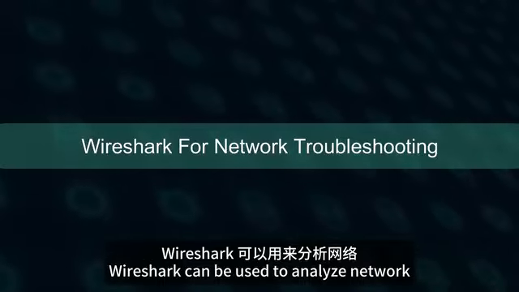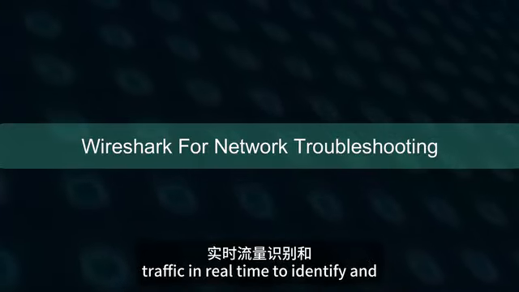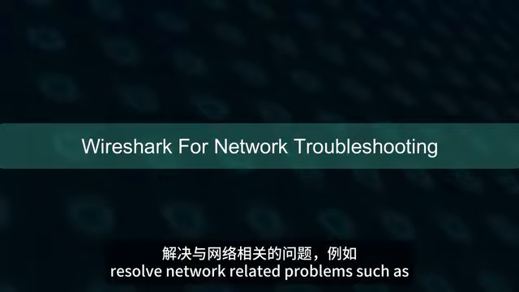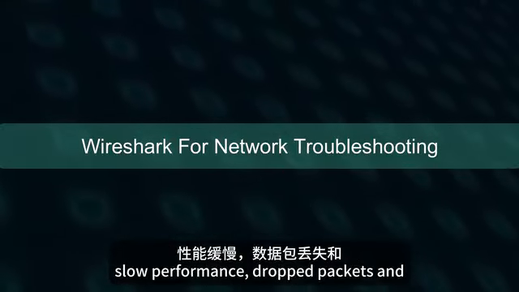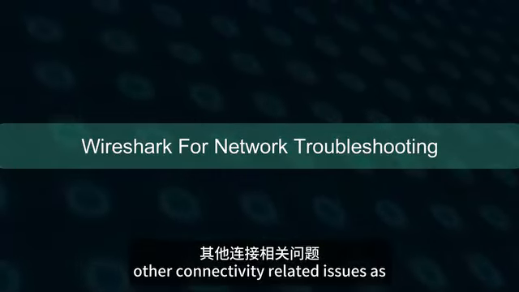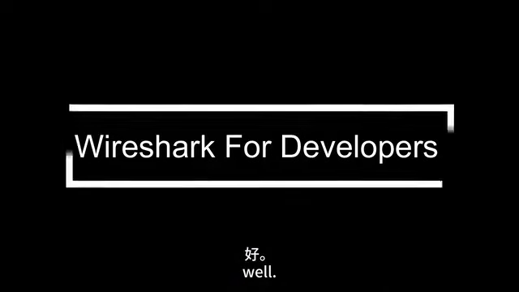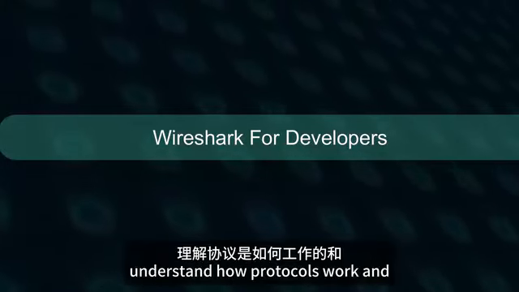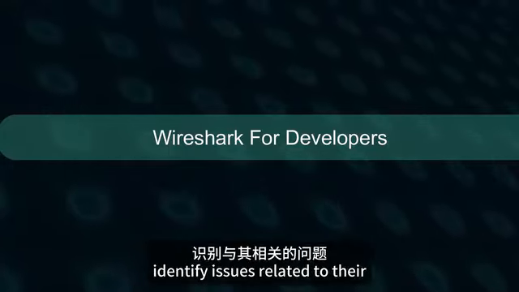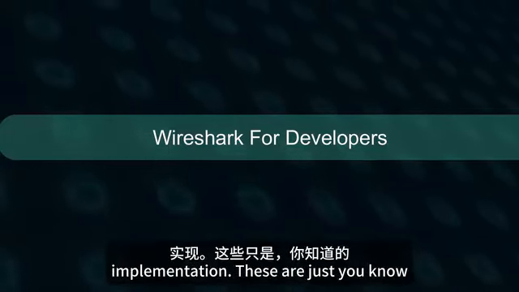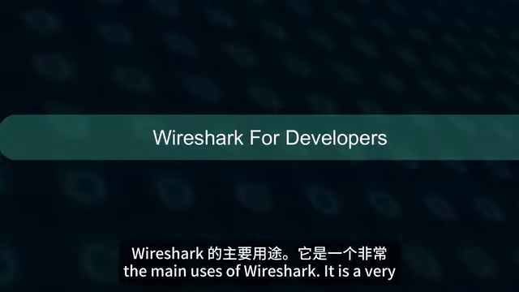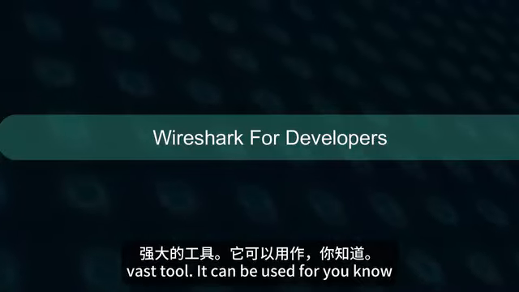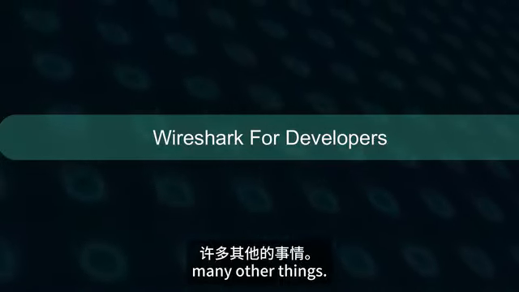Wireshark can be used to analyze network traffic in real time to identify and resolve network-related problems such as slow performance, dropped packets, and other connectivity-related issues as well. Developers can use Wireshark to understand how protocols work and identify issues related to their implementation. These are just the main uses of Wireshark. It is a very vast tool. It can be used for many other things.